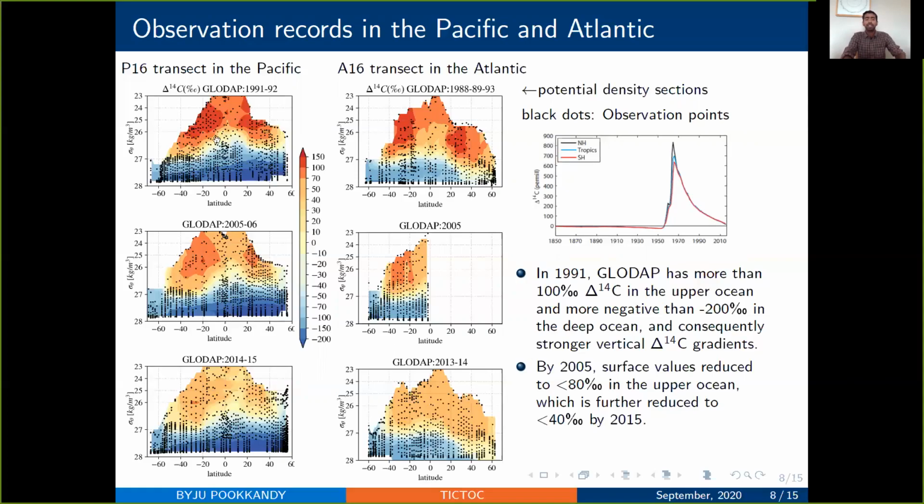In the 1990s, GLODAP has more than 100 per mil delta C14 in the upper ocean and values more negative than minus 200 per mil in the deep ocean, and consequently there is a large, strong vertical delta C14 gradient. By the 2000s, the surface values reduced to less than 80 per mil in the upper ocean, which is further reduced to less than 40 per mil in the 2010s as a result of decreasing input from the atmosphere, as shown here between the 1990s and 2000s.